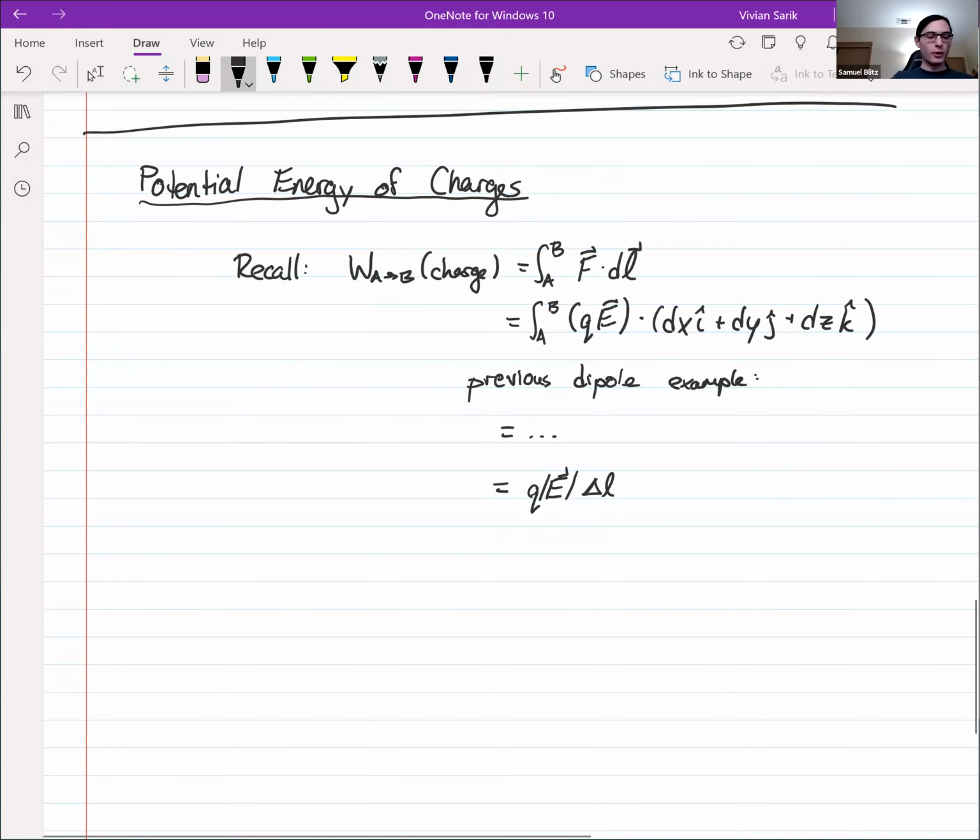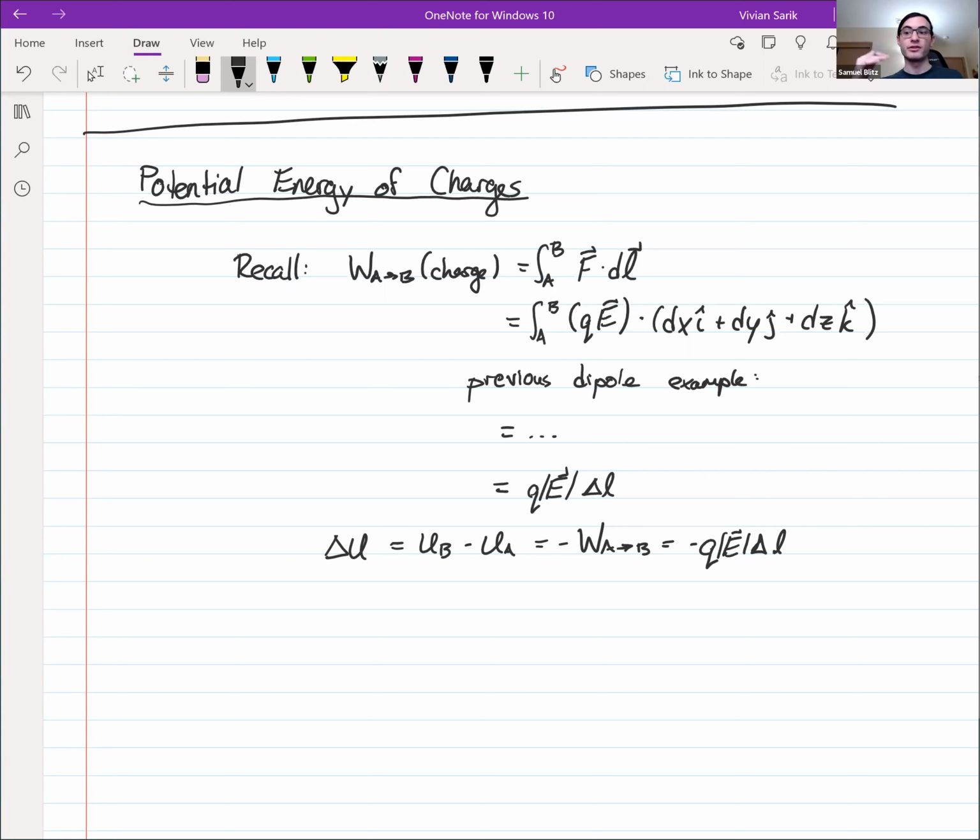Then we said we can write the work done as the negative change in a potential energy. So the change in potential energy of that charge, UB minus UA, was the negative of the work done, which was just minus QE delta L. We did all of that in the second or third lecture of this quarter. That's all fine and dandy: if you know what the electric field is, it's easy to find the potential energy of a charge in that field. But that's not usually what we have.